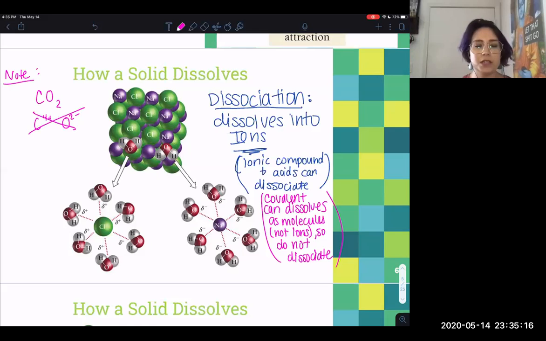Questions about how things dissolve? And a lot of this is like, I know how things dissolve because I put salt in water, so I understand that, but.